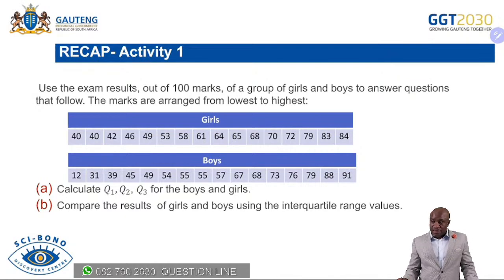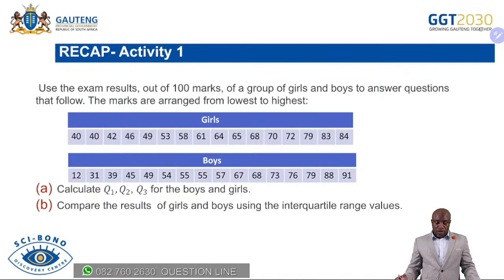This is the example that we did last time. It says use the exam results out of 100 marks of a group of girls and boys to answer the questions that follow. The marks are arranged from lowest to highest, so we have 40 up to 84, 12 up to 91. We need to calculate separately for boys and girls, and thereafter compare the results of these two groups using the interquartile range.